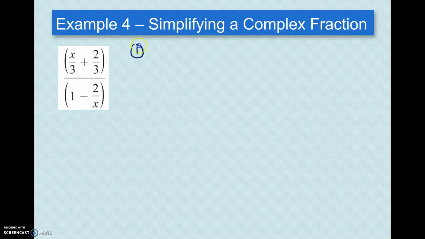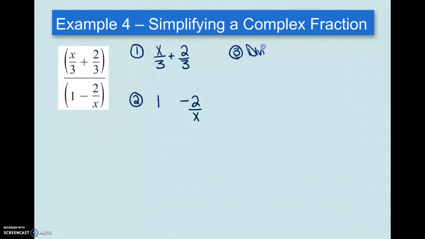Part 1 is deal with x over 3 plus 2 over 3. Figure out what that's going to be. Part 2, deal with 1 minus 2 over x. Figure out what that denominator is going to be. And then part 3 is going to be to do the division problem. Oops, I should write that down below. Sorry.